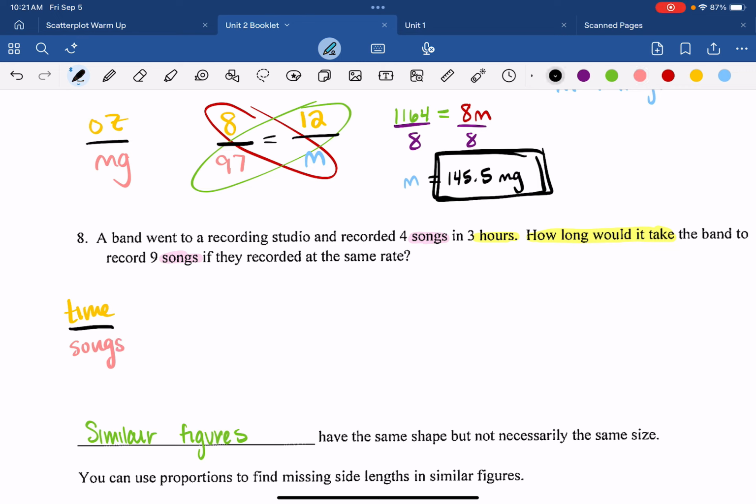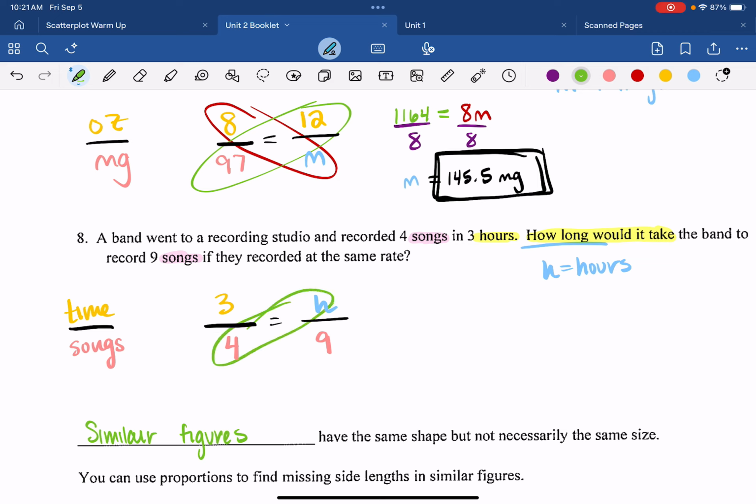Okay? All right, so a band recorded 4 songs. So 4 goes in the bottom, in 3 hours. 3 goes up top. Set that equal to a different scenario where they record 9 songs. 9's in the bottom. And let's use h for hours, goes up top. Okay, so let's make h equal hours. And now we solve.